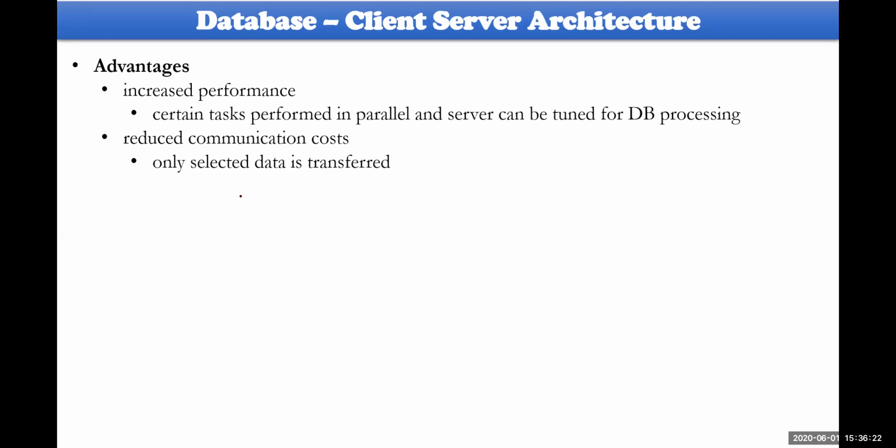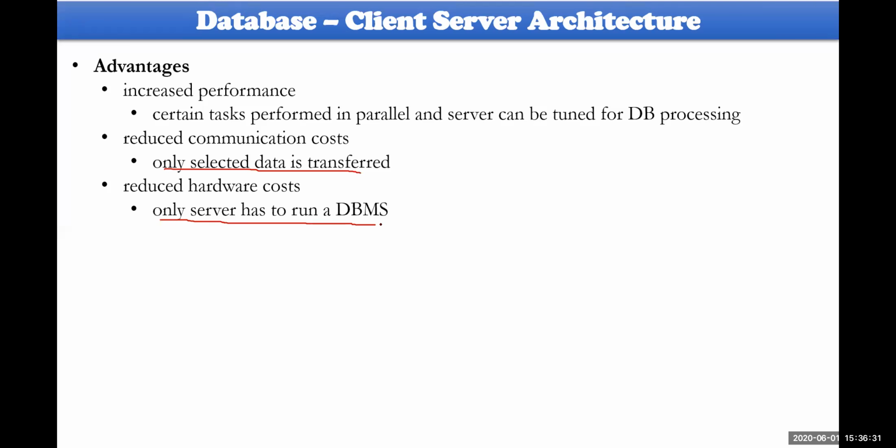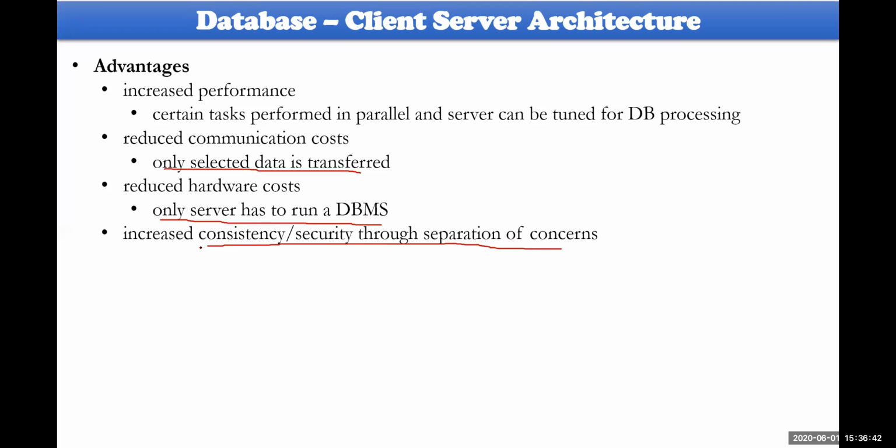And then reduced hardware costs. The server can be run with only the database management system. And here all business logic will be run at the client, so the hardware cost will be very low. And then consistency and security are increased when compared to file architecture. What does it mean? Constraint checking, security checking, everything will be done at only one place. That place is called the server.